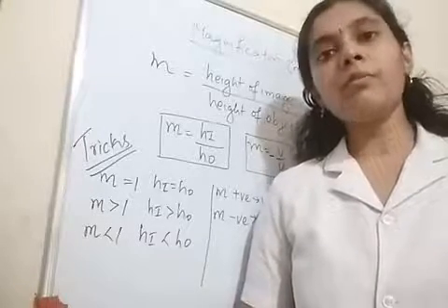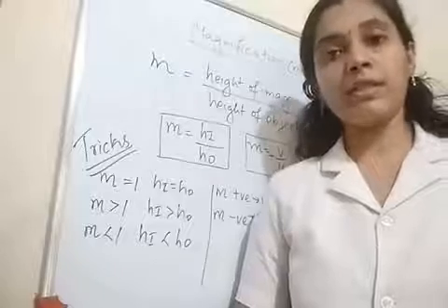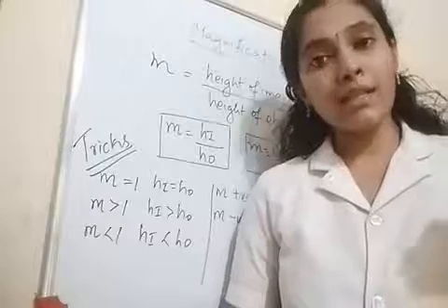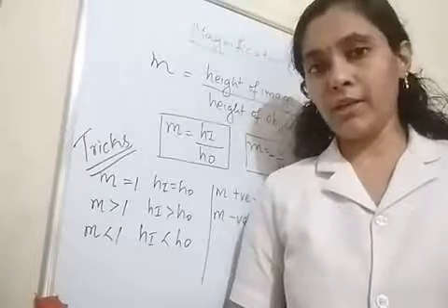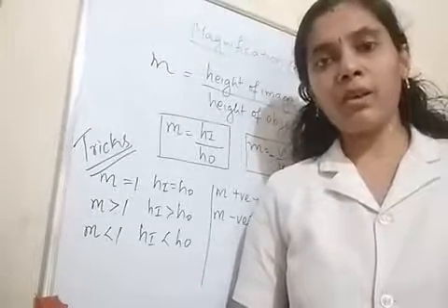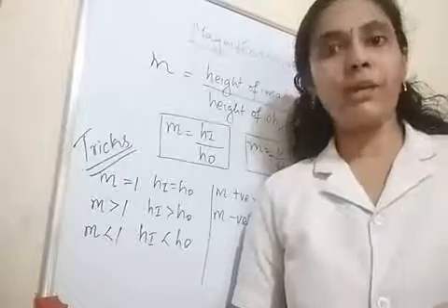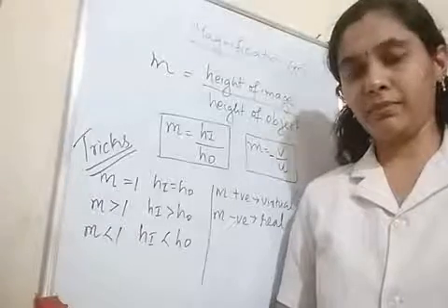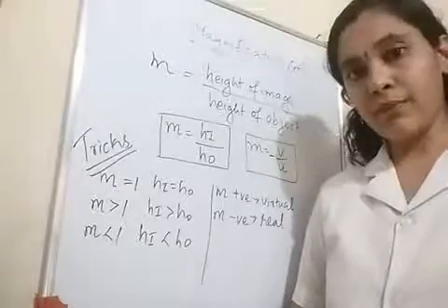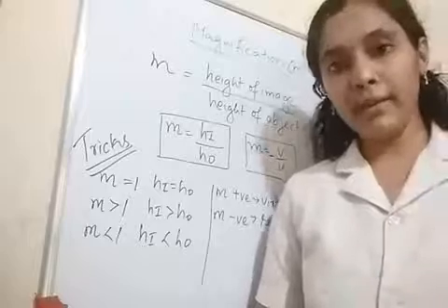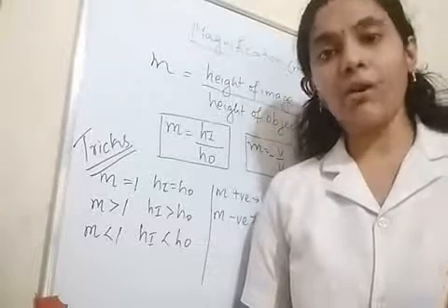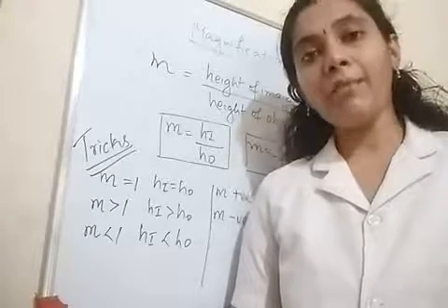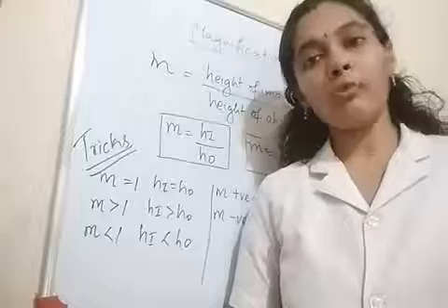But we don't know how much bigger the image is with respect to the object, or how much smaller the image is with respect to the object. We don't know about that. So numerically, if we want to measure that, we need to find out the magnification. So what do you mean by magnification? Magnification is a quantity that tells us how small or how big an image is with respect to the object.